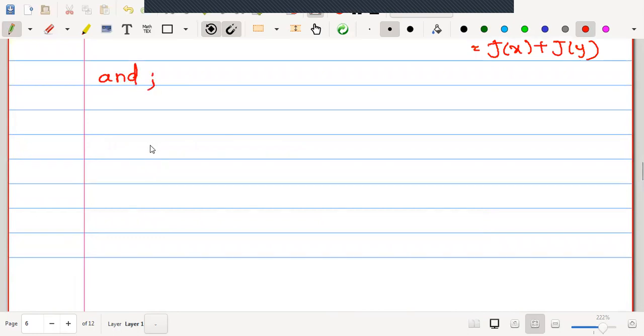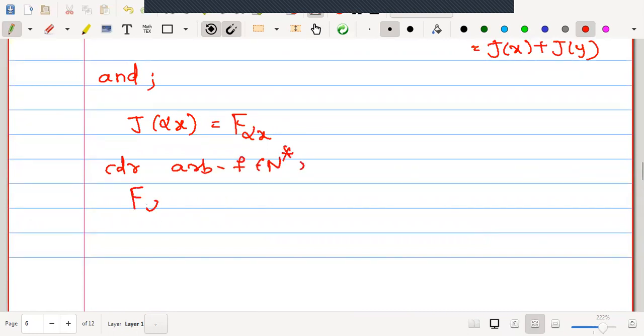Okay. Now, we will go for scalar multiplication. For scalar multiplication, let me consider J(alpha x). Therefore, this is f(alpha x). Therefore, we cannot proceed further. So again consider an arbitrary f in N star. What will this arbitrary functional help us with? We will operate this f(alpha x) on this arbitrary f.